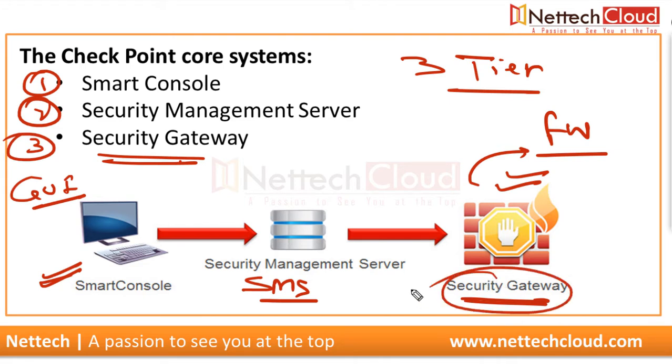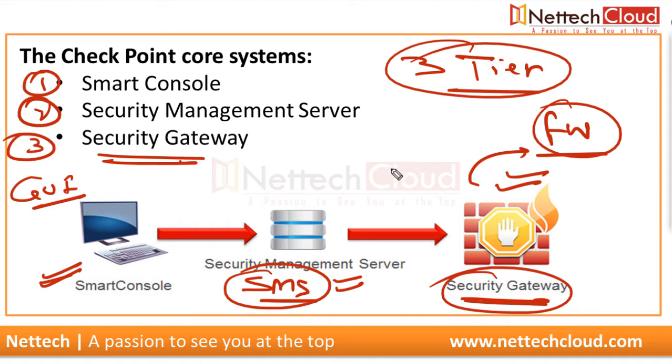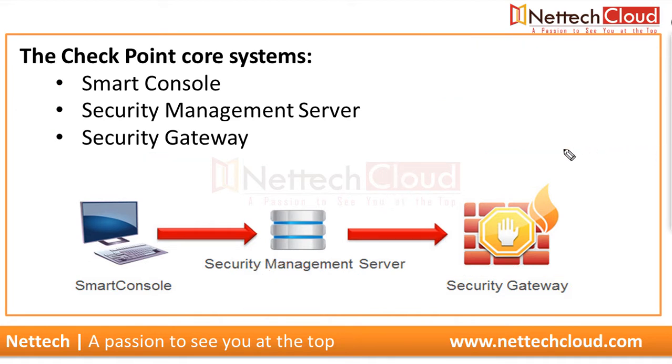The security gateway is responsible for inspecting traffic, encryption, decryption, VPN termination, etc. So the security gateway is the firewall, and the security management server holds the security policy database, security rules, objects, and logs. By default, the SMS is also the log server. That is why we use the term three-tier architecture in Checkpoint firewall, because there are three different components.